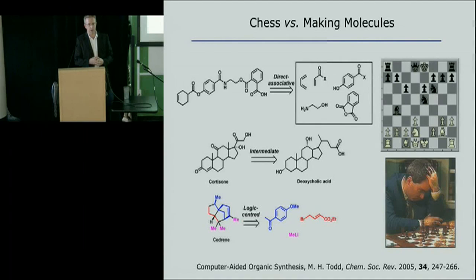But in many cases, the molecule that you might want, for example, the thing on the bottom right here, is structurally unrelated to anything that you can buy or find. And in order to make that, you might have to think in a very lateral way about how you can buy things and combine those things to make a complicated molecule.